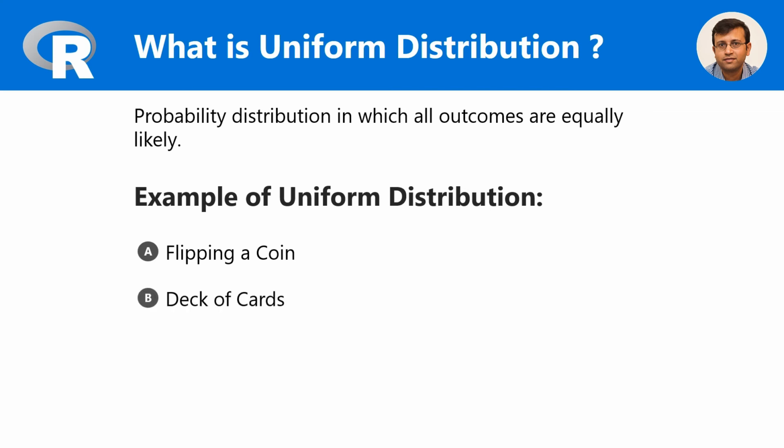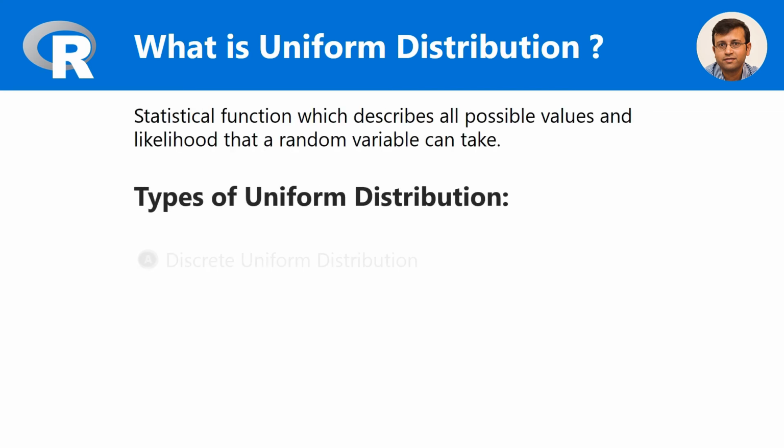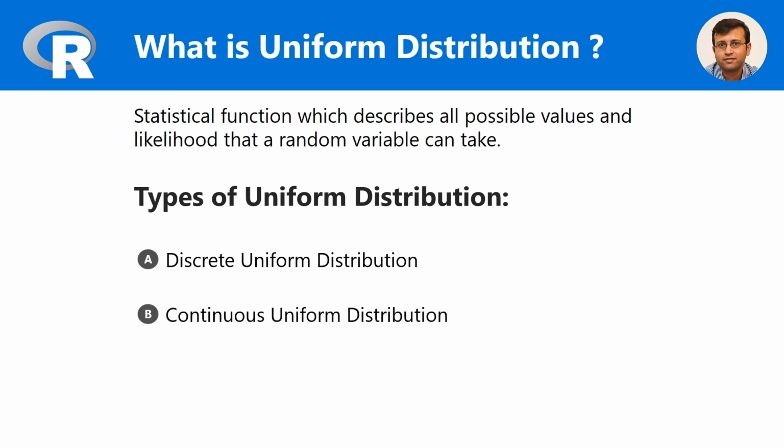Another example is a deck of cards. The likelihood or probability of drawing a heart, club, diamond or spade is equally likely. There are 2 types of uniform distribution: discrete uniform distribution and continuous uniform distribution.